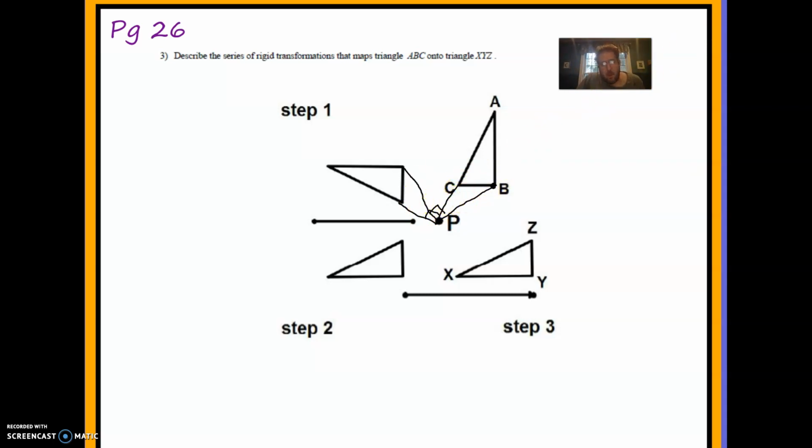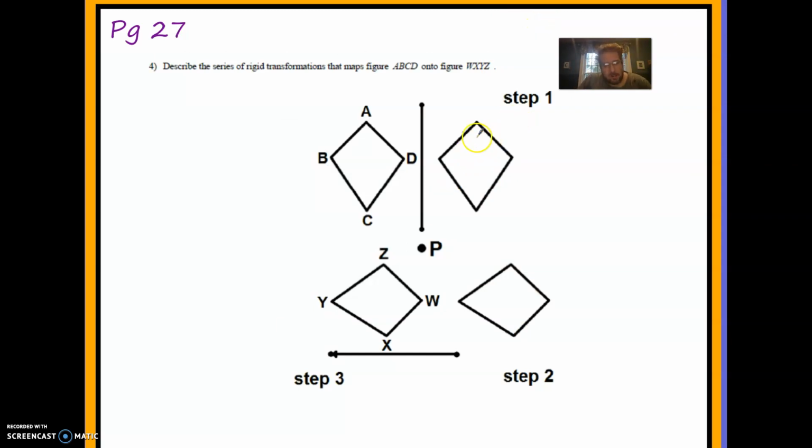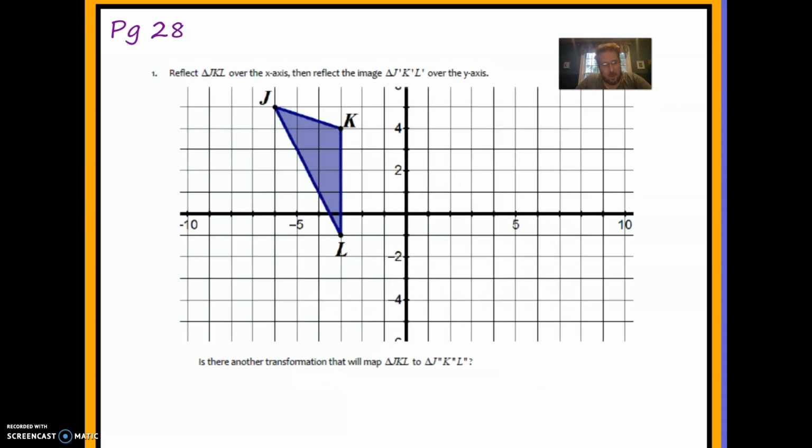amount. All right, so in page 27, we're taking this kite-looking figure here, ABCD, and turning it into WXYZ. So we're starting here, we reflect over the given line segment, then we rotate it around point P, 90 degrees clockwise, and then we slide it along the given vector, and that would be it.